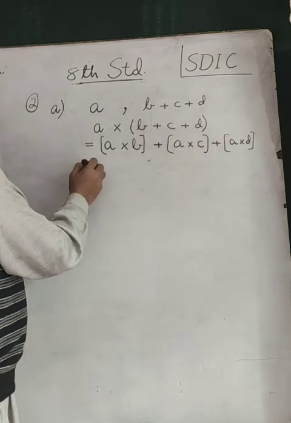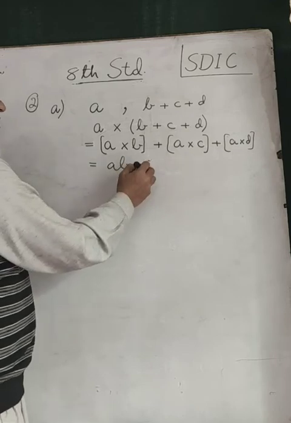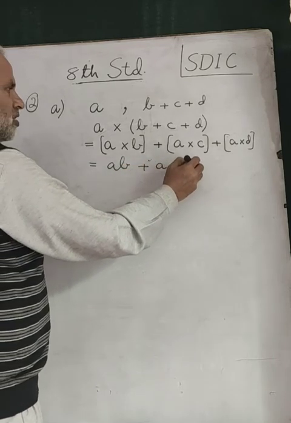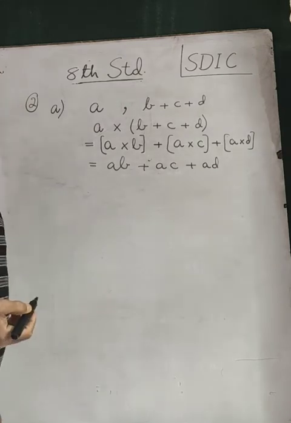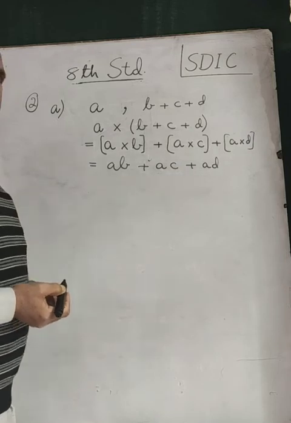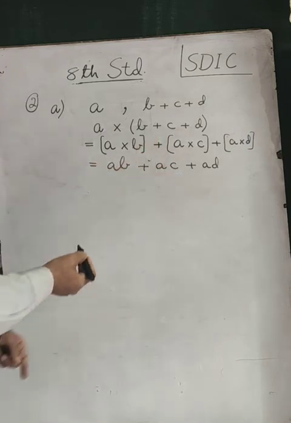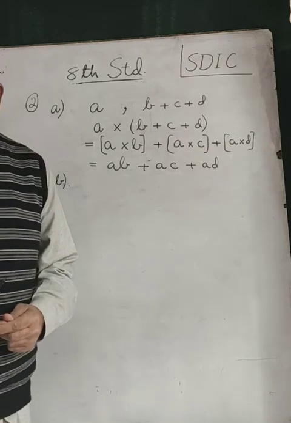Then what will we get on multiplying? This will be AB plus AC plus AD. This will be the answer. The terms are unlike terms now, therefore cannot be combined. These will remain as such. Now second part.